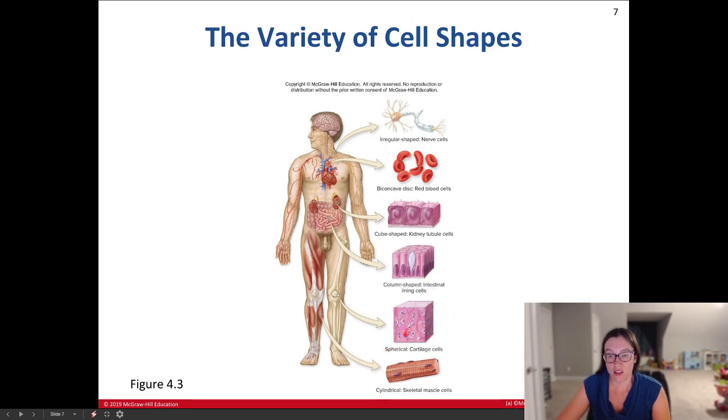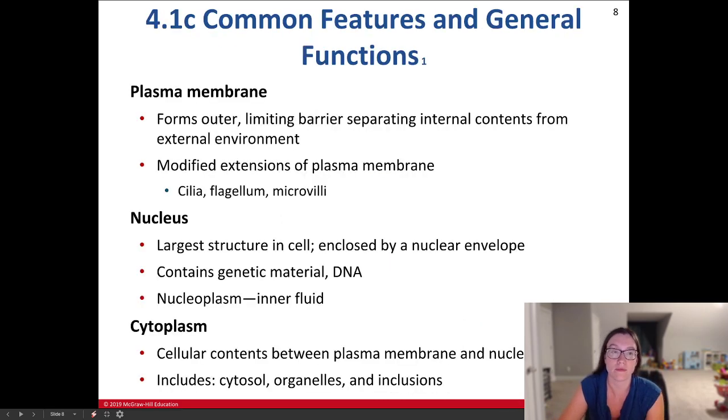Our cartilage cells can look kind of spherical, and these skeletal muscle cells are long cylinders. So we'll talk all about these different cells when we start talking about histology. But for this class, at least for this lab, we'll just think about a generalized cell, and we'll imagine that it's circular. But just know that it can be all these other different shapes.